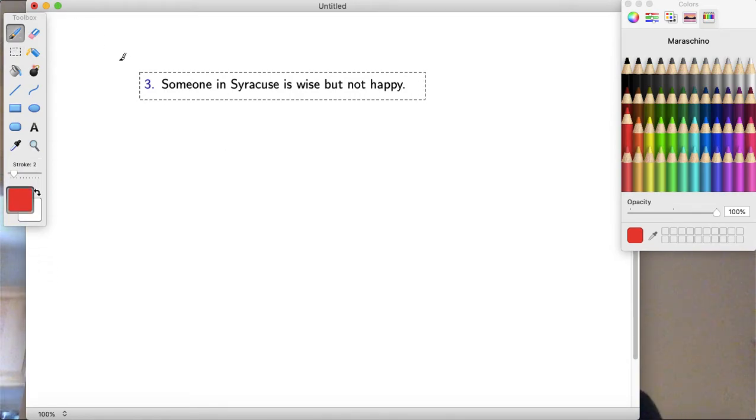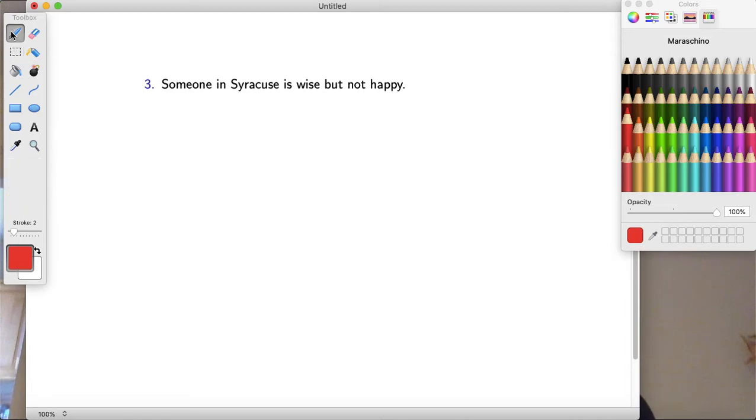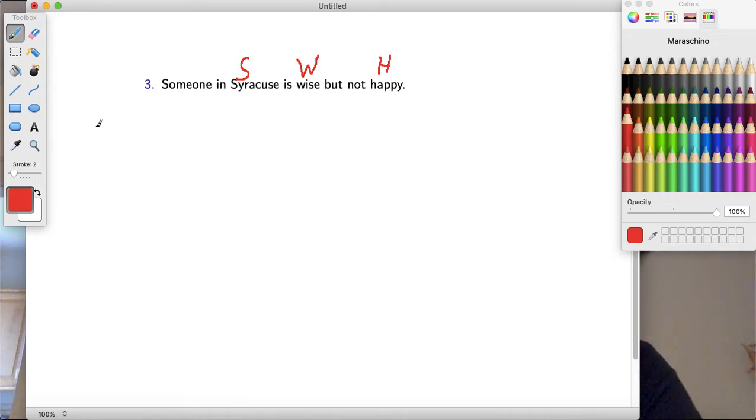So what are the predicates that we're dealing with here? I'm going to use S for being in Syracuse, W for being wise, and H for being happy. And now there are two choices that we can make for how to symbolize this. Since it's a "someone" sentence that's implicitly making a claim about just people, we can symbolize it in a domain of just people if we like.